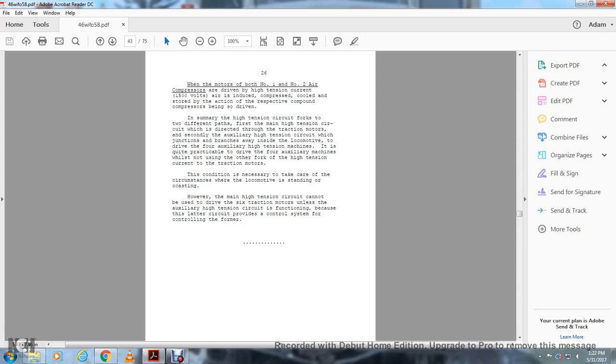When the motors of both number 1 and 2 air compressors are driven with the high tension current of 1500 volts, the air is compressed and cooled through the action of the respective compound compressor being so driven.